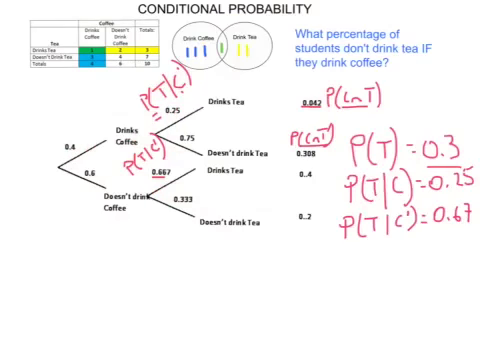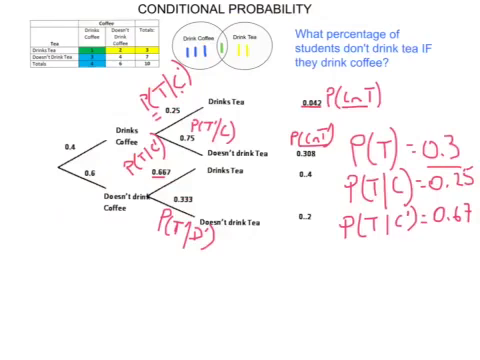So coming back to labeling this tree here, this fourth branch down, this 0.33, can also be labelled as the probability of not drinking tea given not drinking coffee. And the 0.75, the probability not tea given drinks coffee. So they all have their very specific labelling.